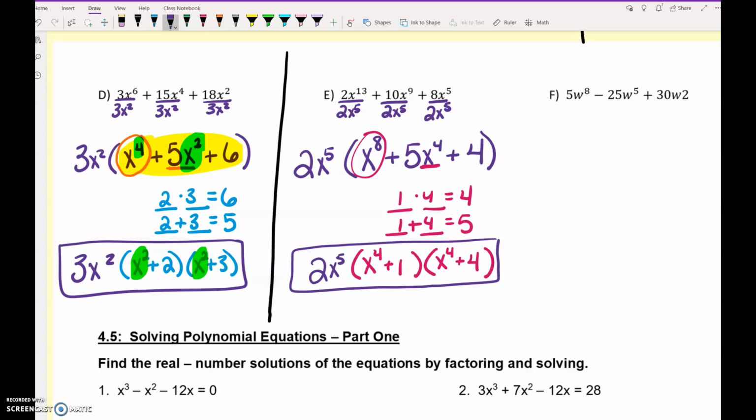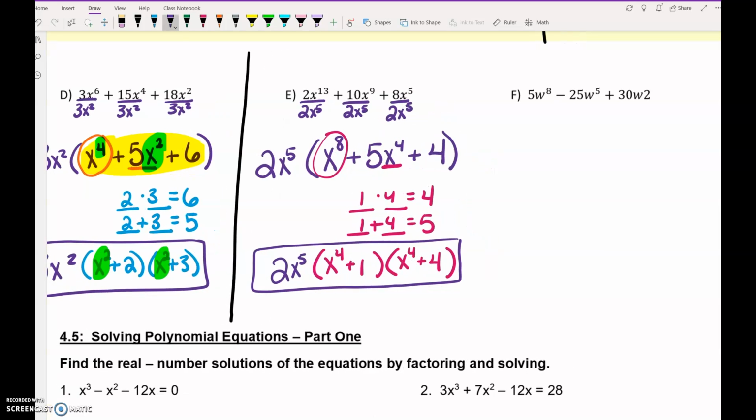Okay, I would like you to try F on your own. Keep in mind, see how that 2 after the W doesn't look like an exponent? It's supposed to be an exponent. That's definitely a W squared. So give F a try if you're watching the video. Pause the video, try it on your own, and then play again.